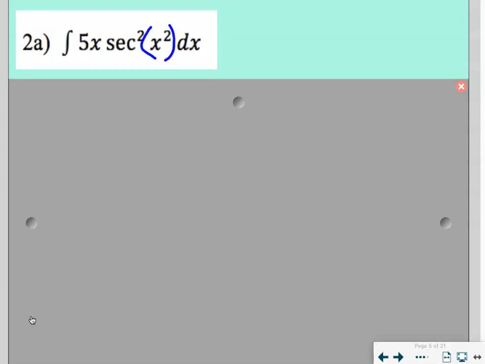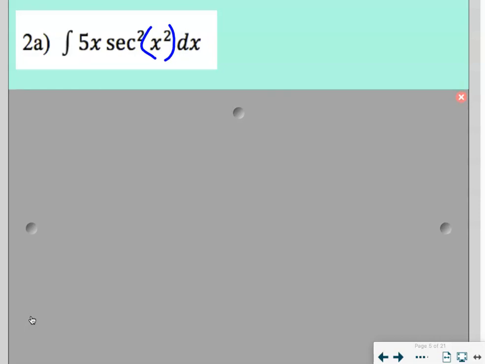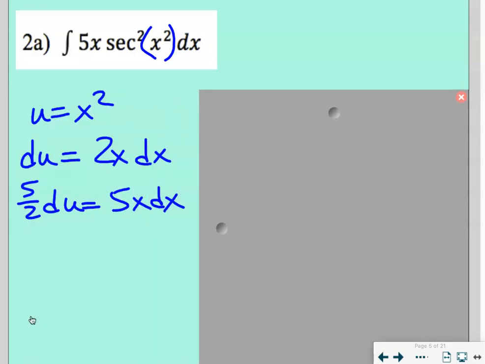What's your u? x squared. So your du is 2x dx. Well, we have a 5x dx. So I'm going to divide by 2 and multiply by 5 to turn the 2 into a 5, right? So, let's go this way. Okay, so u is x squared, du is 2x dx, so 5 halves du equals 5x dx.